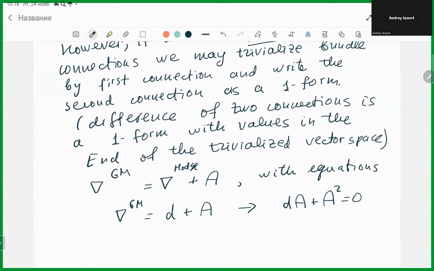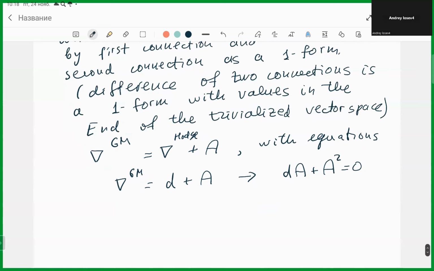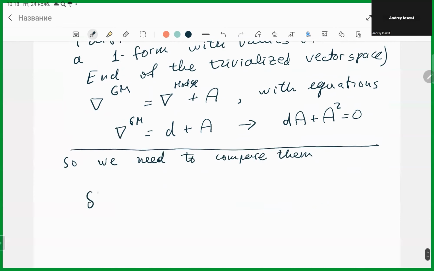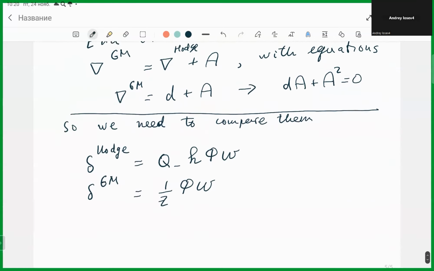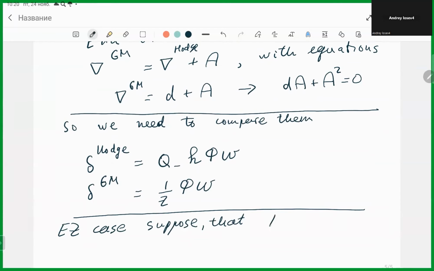Since Gauss-Manin would be integrable, it is a strategy. So we need to compare them. So let me tell you how to compare them. I will do it in two steps. Easy case. Suppose that phi omega is 0 in Q plus cohomology.